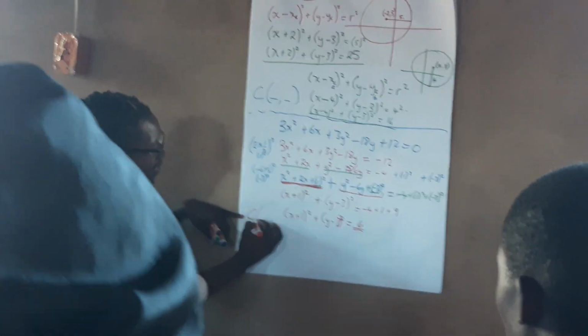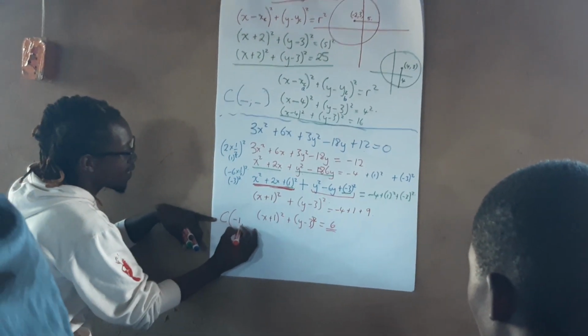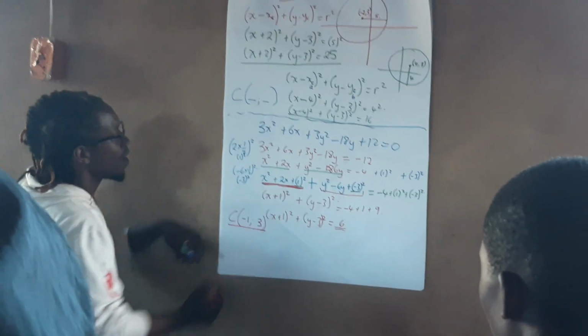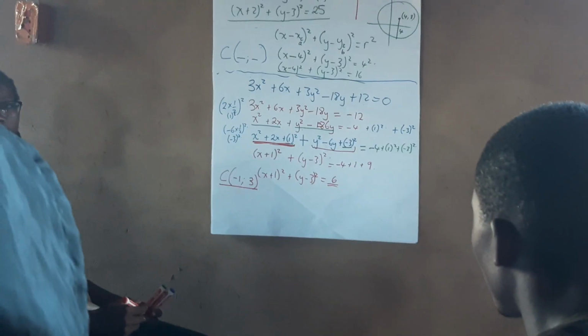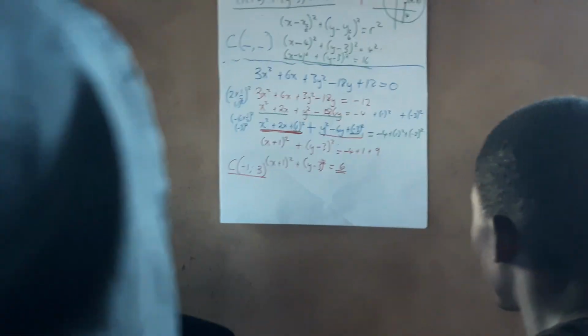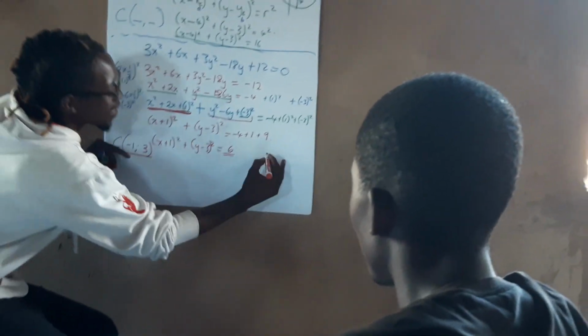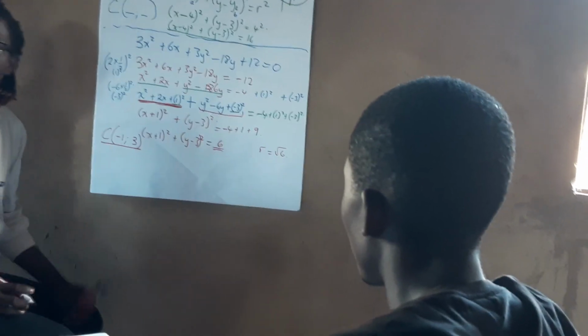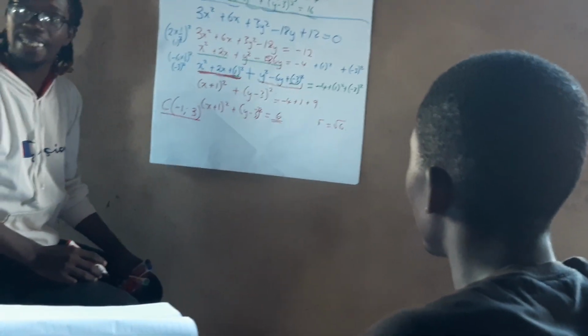So what is our center now? It will mean that our center is equal to negative 1 and 3. So this is the center of our circle. And our radius is 6. Our radius is not 6. This is the radius squared. So it will mean that our radius is what? It is equal to the square root of 6. Right? Is it making sense?